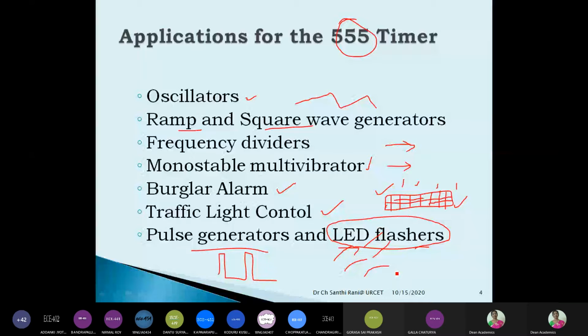I think you will be studying your microprocessor subject in next semester. That time you will be doing these experiments also, I hope, right? So this is what about some introduction to 555 timer, 555 timer features and applications of 555 timer, right?